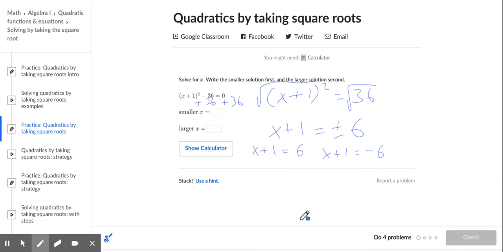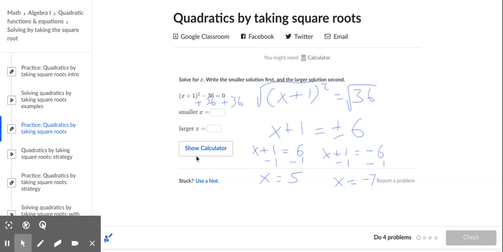So I am going to subtract 1, minus 1, minus 1. And on this one, I do get 5. But over here, I'm going to subtract 1, and I get x equals -7. So here, this is the situation I was talking about where the numbers aren't the same. If I had just subtracted 1 here, I might have thought that I had plus or minus 5, but I don't. I have +5 and -7. So those are going to be my answers.